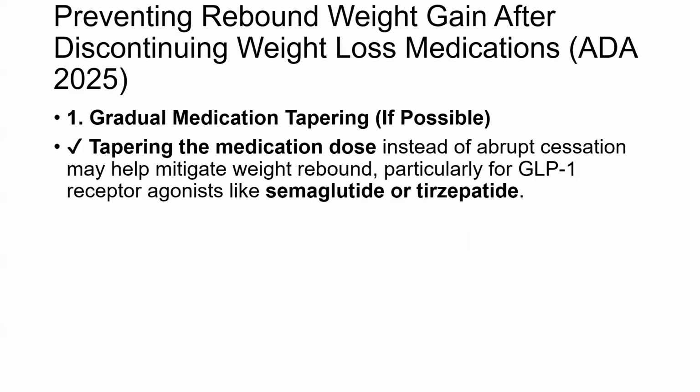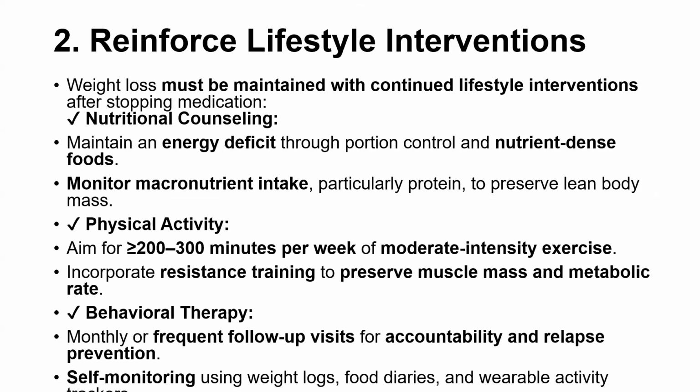So further advice about preventing rebound gain. So we have seen that on stopping or discontinuing the weight loss medications, there can be some degree of rebound weight gain. So what are the recommendations and advice in this regard? Taper the medication dosage instead of abrupt cessation, and this may help mitigate weight rebound, particularly for GLP-1 receptor agonists or combined GLP-1 and GIP like tirzepatide. So this is very important in the guidelines.